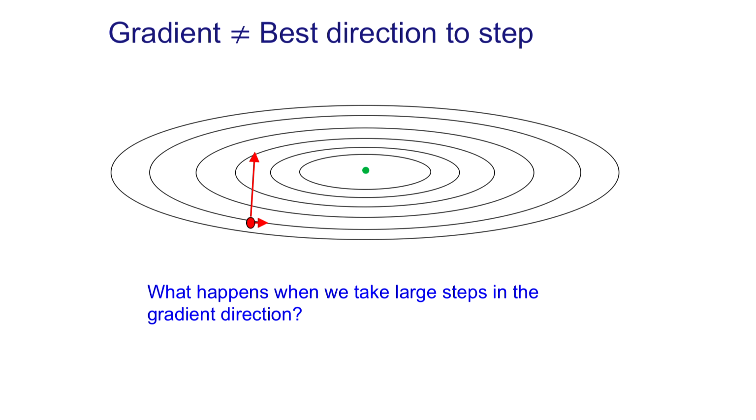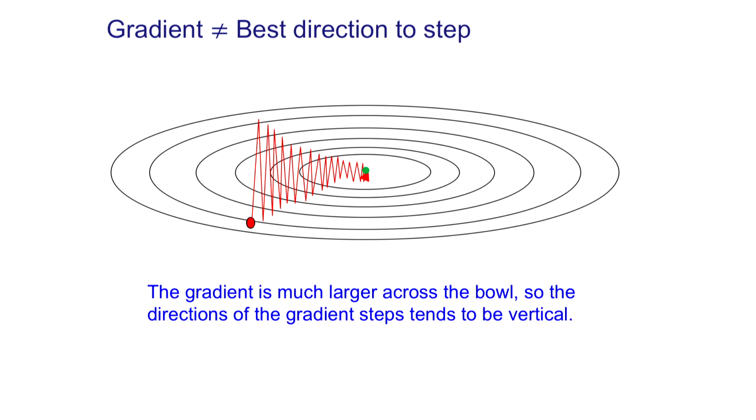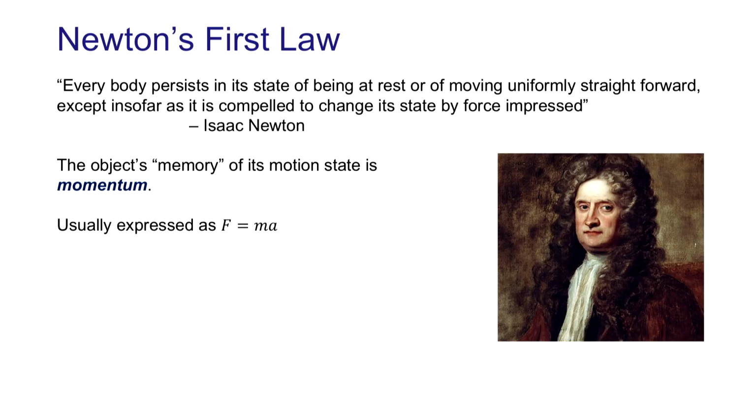So if we take steps that are too large, you can probably guess that it's going to tend to oscillate. And you can imagine this visually. If you had an ellipsoidal bowl and you let go of a ball in that bowl, it's mostly going to rock back and forth across the bowl rather than going down.